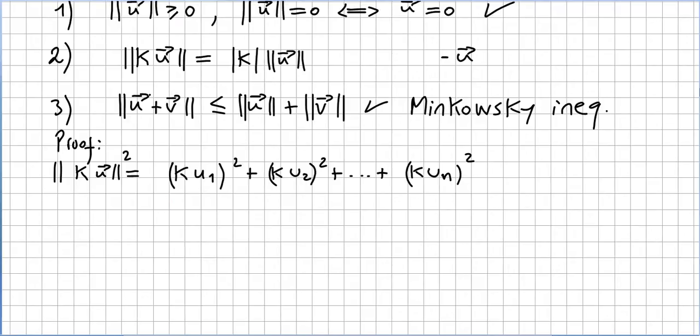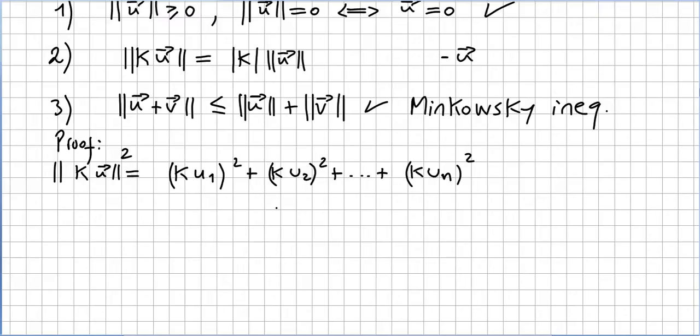So we want to prove this, right? The norm of k times u. I already used this trick a couple of times: I'm going to use the square of this, which spares me from using a lot of square roots. According to the definition, that would be the k u1 squared, k u2 squared, etc. So I'm going to take the square root from here and put the square here.